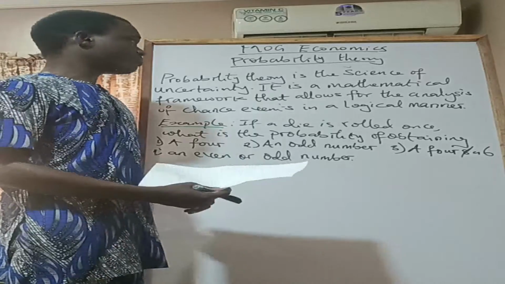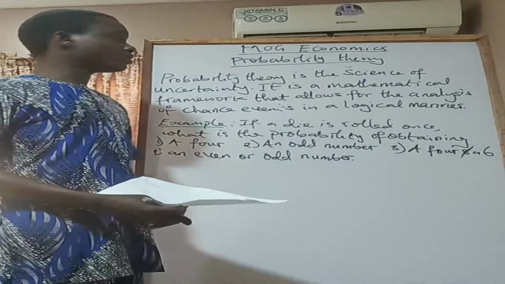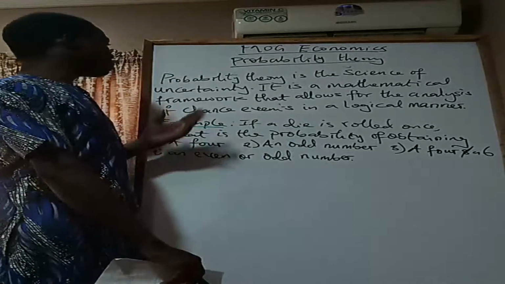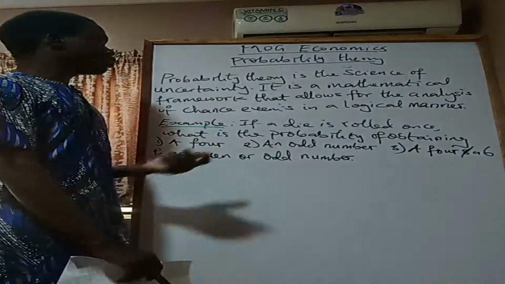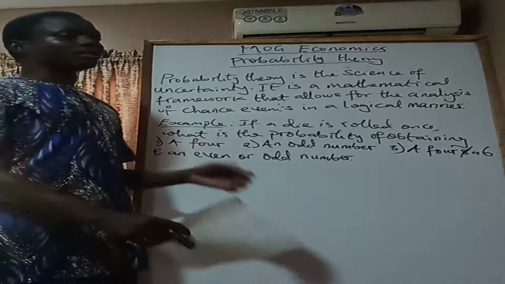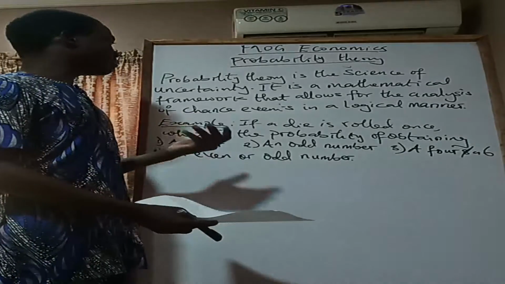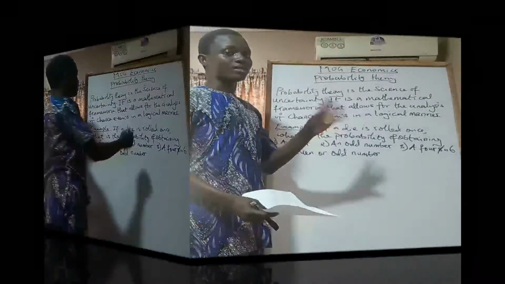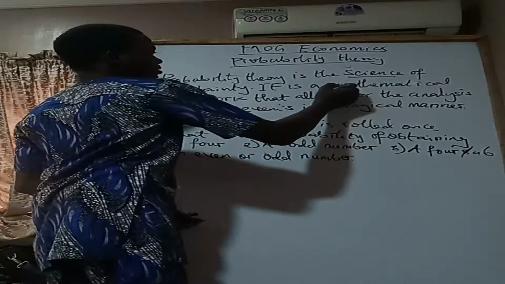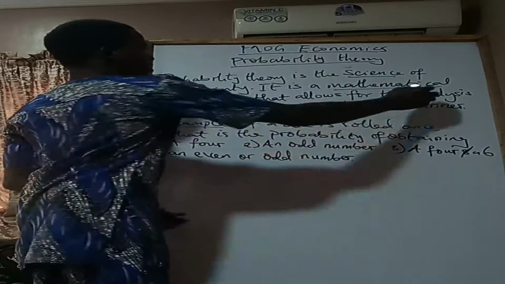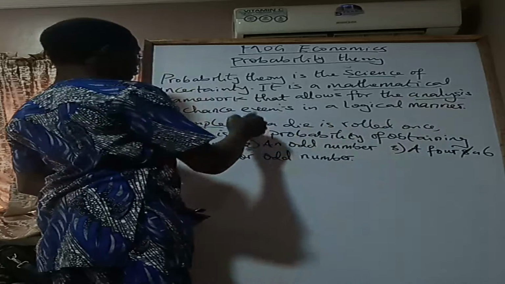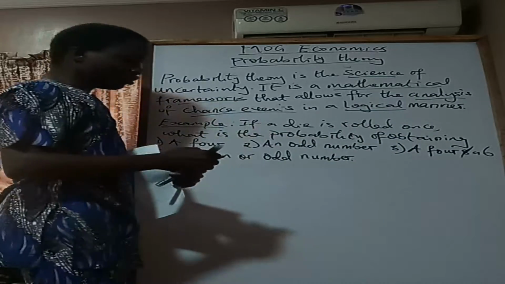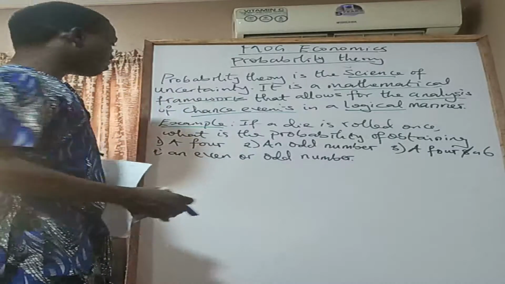All right, so let's just look at what is officially on the board. Probability theory is the science of uncertainty. It's a mathematical framework that allows for the analysis of chance events in a logical manner. It's a science, it's a mathematical analysis, a logical framework for chance events. Alright, so we have examples.